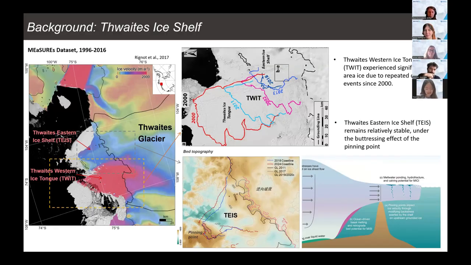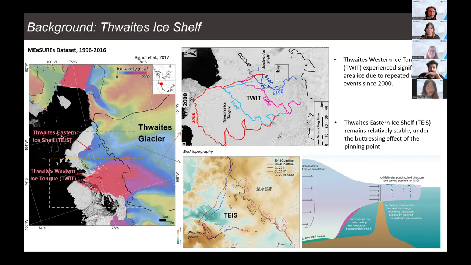The floating ice shelf of Thwaites Glacier consists of two parts. One is the slower flowing eastern ice shelf, and the other is a fast flowing ice tongue. Over the past 20 years, the western ice tongue has experienced several large calving events, leading to a significant mass loss. But in contrast, the eastern ice shelf has remained relatively stable, mainly because of the pinning point in the north, which can provide backstress to the ice shelf and keep it stable.